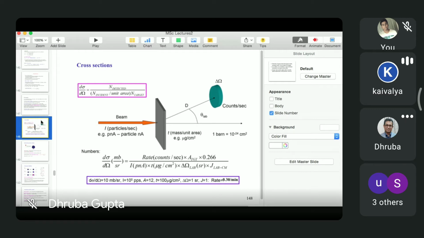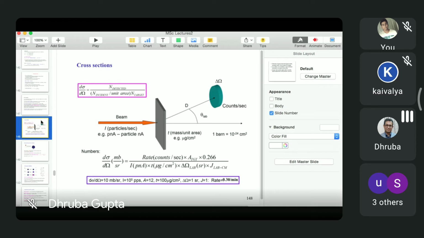Can you repeat the last point, sir? If we increase the theta, then the number of particles... No, not theta. We are not increasing theta. Theta is at a particular value, and at that particular theta the solid angle is there. That delta omega is actually the opening of the detector. Consider that the detector cross section is delta omega, right? Yes, that is the detector opening.